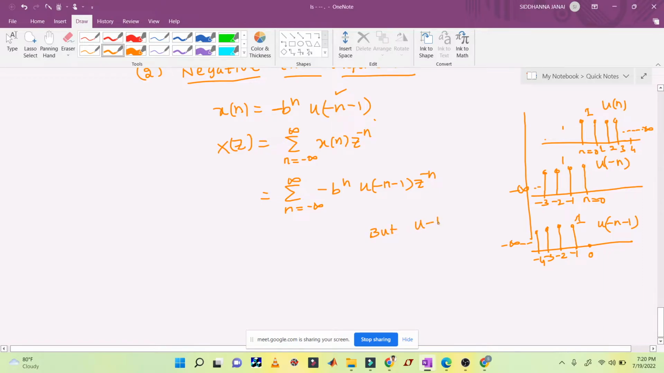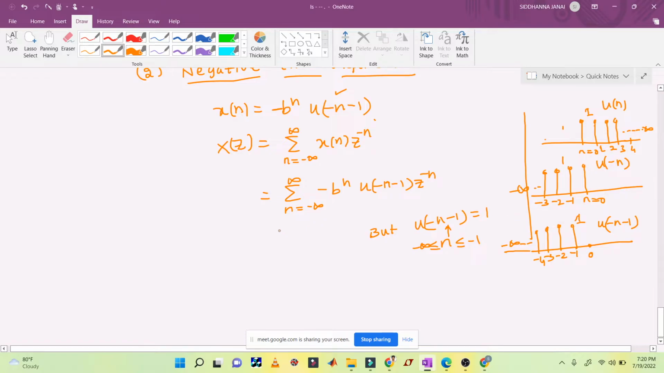But u of minus n minus 1 is equal to 1 for what values? It is 1 for what values? Please look at the diagram and let me know. Minus 1 to infinity. Minus infinity to minus 1, reverse. Yes, from minus infinity to minus 1. So n is less than or equal to minus 1. For these values of n, this function has a value of 1.